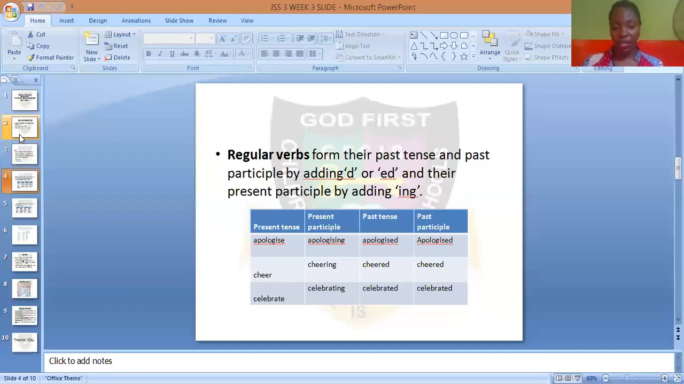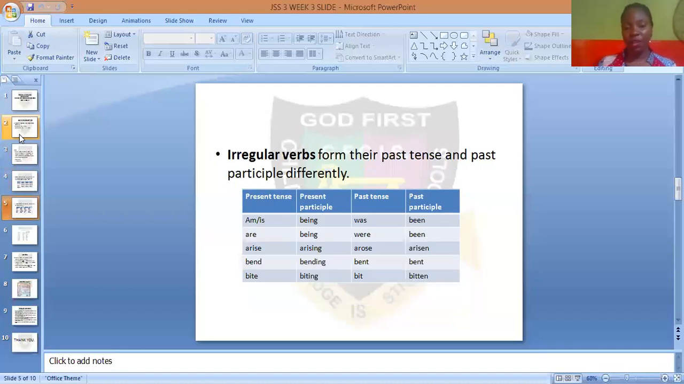Celebrate is the next word here. For the present participle, we have celebrating. So the E there changes to ing. Ing is added to celebrate, and we take out the E. Celebrating. The past tense becomes celebrated. Past participle also becomes celebrated.